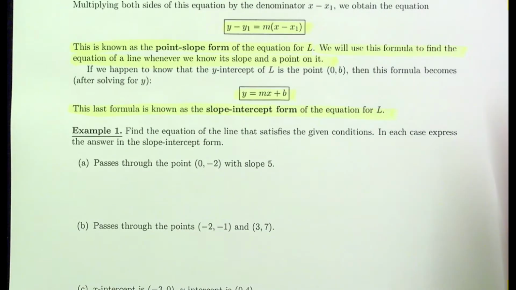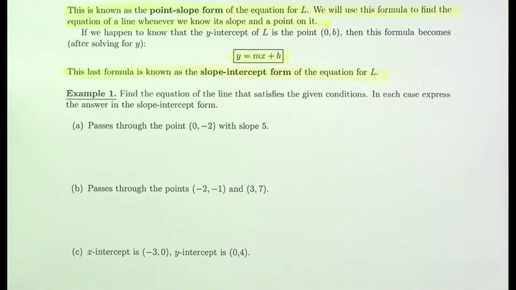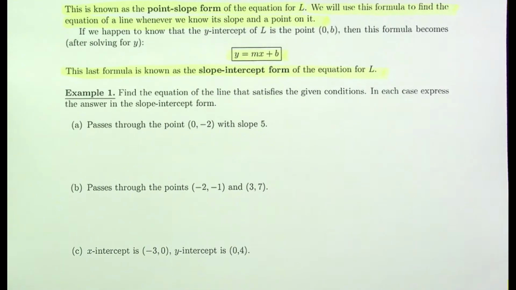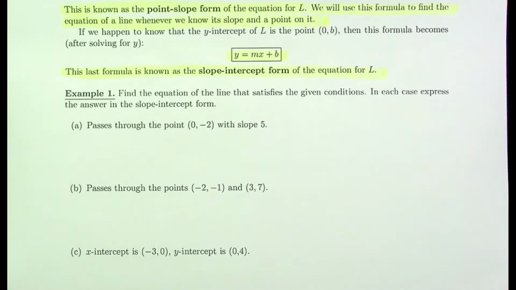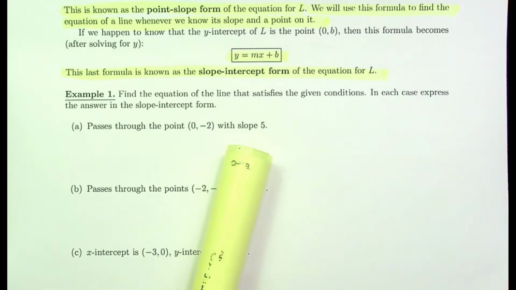Okay, so let's go through some examples. The first example says here, find the equation of the line that satisfies the given conditions. In each case, express the answer in the slope-intercept form. So in the first one, we have to find the equation of the line that passes through the point (0, -2), and has slope 5. Okay, so we know the slope and we know the point.